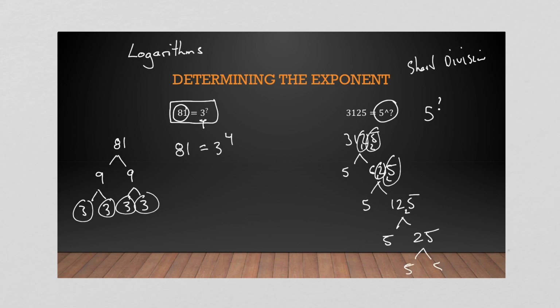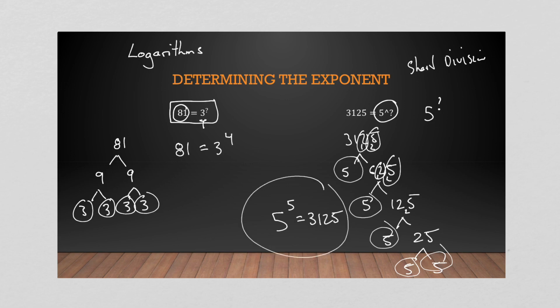So what do we get? 1, 2, 3, 4, 5 fives. So that means that 5 to the power of 5 is equal to 3,125. So we're getting there through factoring. So again, it all comes back to factors. So there's a short on section 2.1.